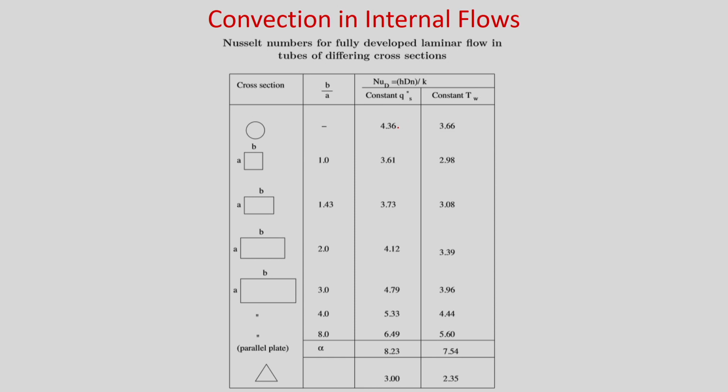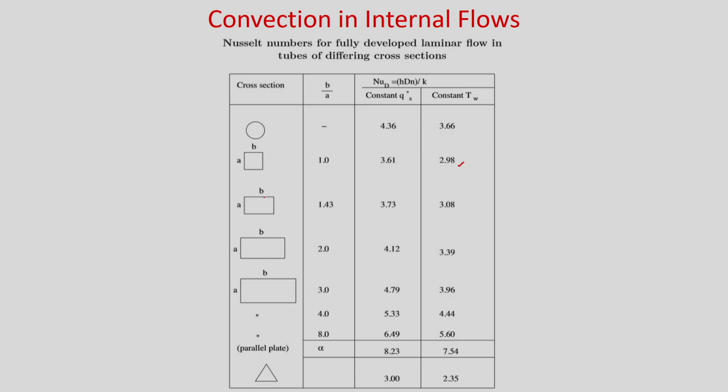If it is a constant wall heat flux, then it is 4.36, and if it is constant wall temperature, then 3.66. These we have not derived, but you can see that for a square cross sectional duct, the Nusselt number for constant wall heat flux is 3.61, and for constant wall temperature it is 2.98.